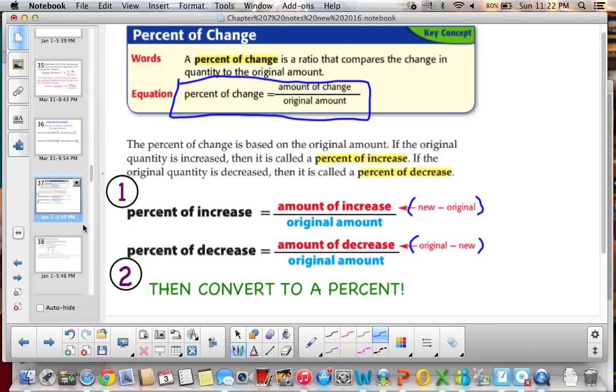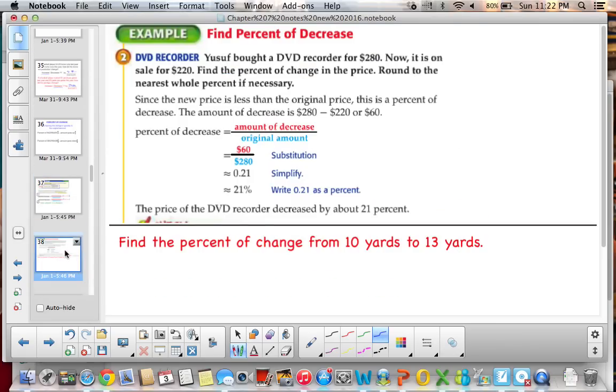So what does all of this mean? Yusuf bought a DVD recorder for $280. Now it is on sale for $220. Find the percent of change in the price. Round to the nearest whole.